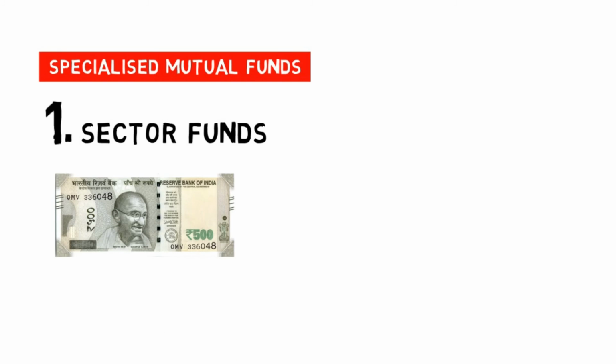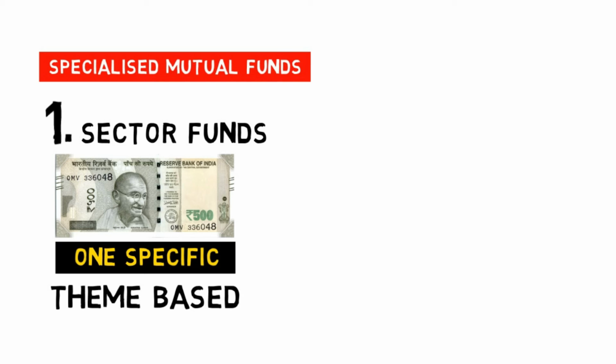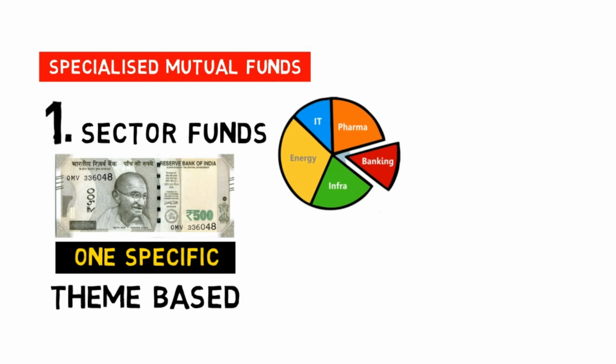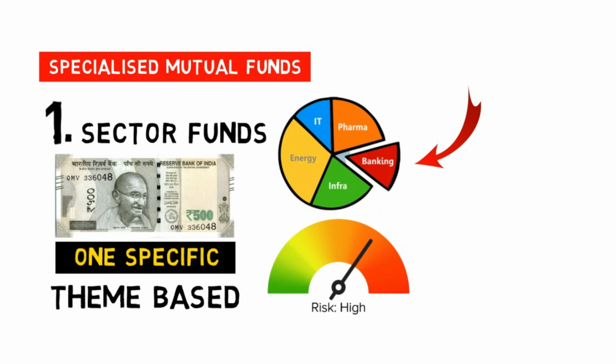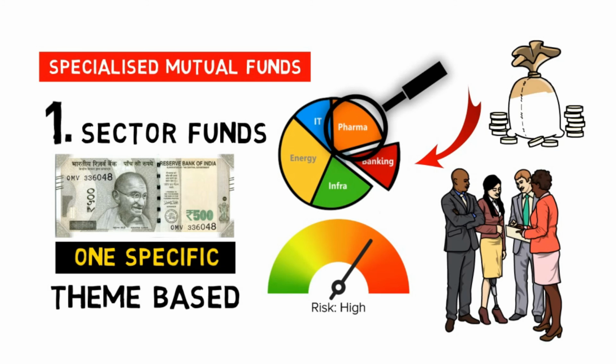Specialized mutual funds. Number 1, sector funds. Sector funds invest solely in one specific sector, theme-based mutual funds. As these funds invest only in specific sectors with only a few stocks, the risk factor is on the higher side. Investors are advised to keep track of the various sector-related trends. Sector funds also deliver great returns.